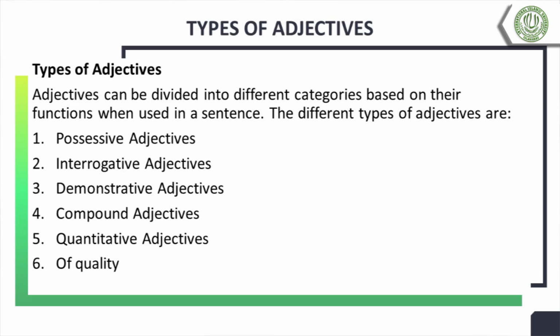Quantitative adjectives: some, little, few. Of quality: intelligent, sharp, boring. These are the examples of different types of adjectives.